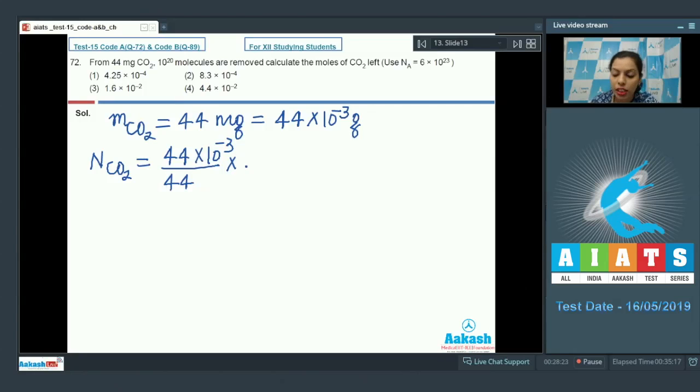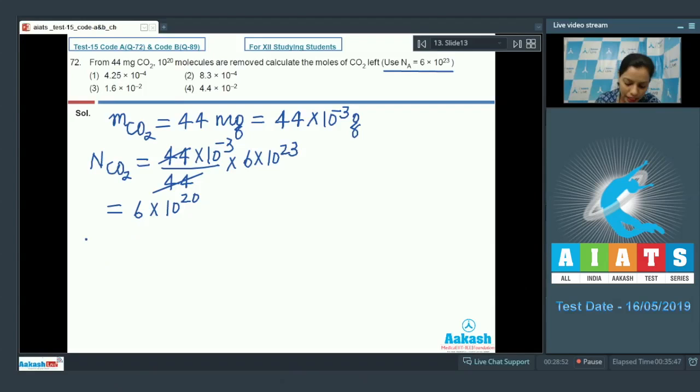Avogadro number. That is given in the question. I'll just underline it. It is 6 into 10 raised to the power 23. So I'll just multiply directly 6 into 10 raised to the power 23. So these are the number of molecules of CO2 present there. It can be simplified and written as 6 into 10 raised to the power 20, because this is 23 and this is 10 raised to the power minus 3. So it becomes 6 into 10 raised to the power 20. These are the number of molecules of CO2.